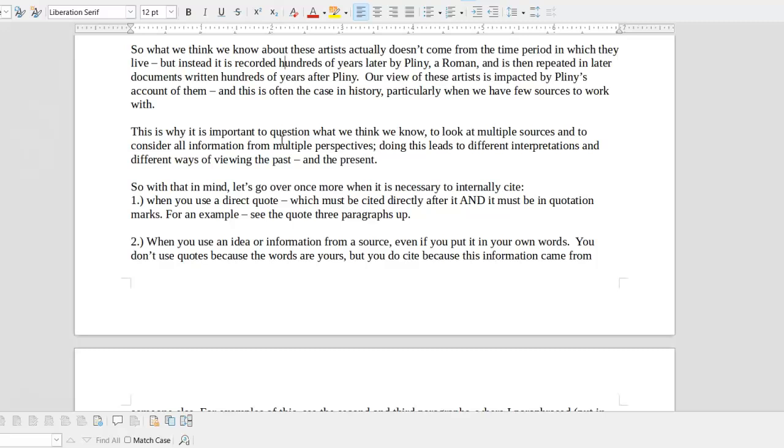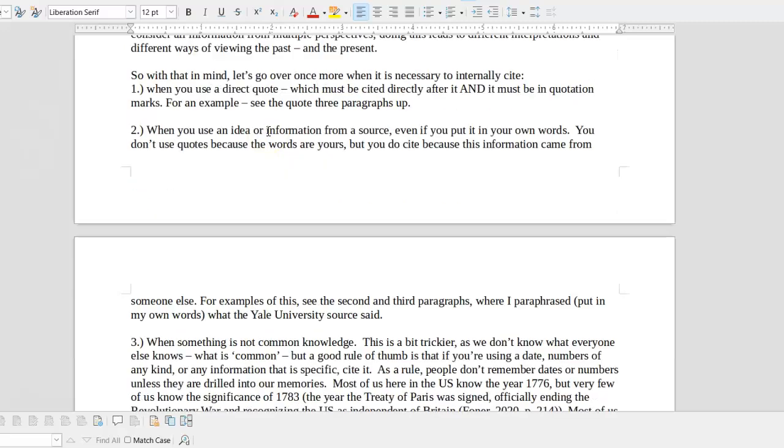So once again, I'm going to sum up here at the end of this with the 3 instances where you must at this point internally cite. You must always internally cite or put that parenthetical insertion at the end of every quote, and quotes must always be in quotation marks, because this says to the reader that not only did you get this idea from the other source, but you're using that source's exact words to define that idea or that information.